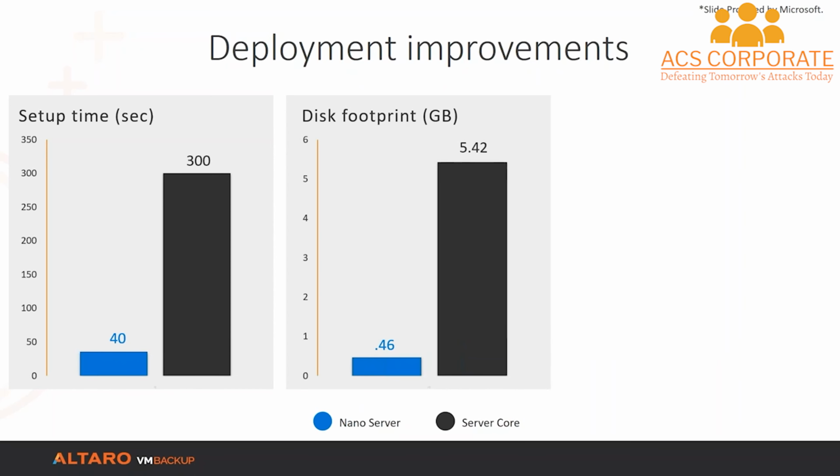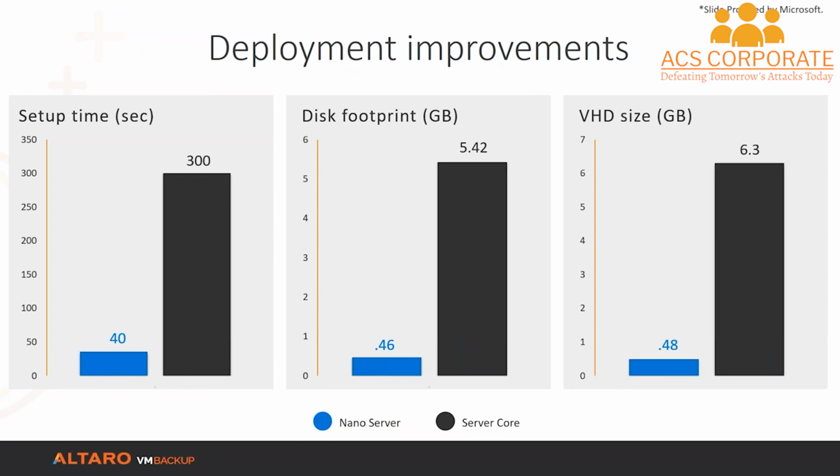And as far as disk footprint, this is really where the big savings is. Server core is almost 5.5 gigabytes. Nano Server is 460 megabytes. There's a little bit of overhead in a VHD, which adds a whole 20 megabytes to a Nano Server image compared to nearly a gigabyte in a server core image. So you can see, we've removed a lot of things, which again is why you have to manage it all remotely.